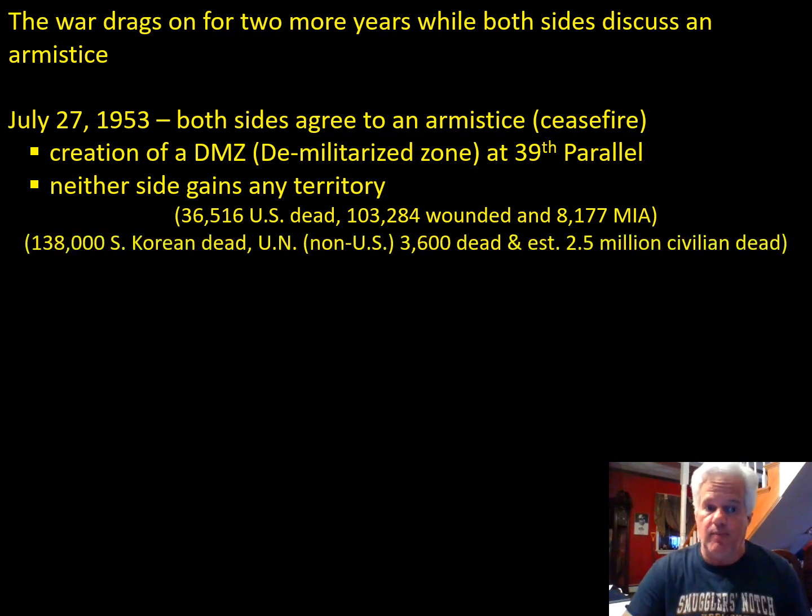South Koreans suffered even more, 138,000 South Koreans. Most of them were in the initial stages before the UN forces were there. The other UN forces, these were Britain, Canada, Luxembourg, 3,600 dead. And they estimate between North and South Korean civilians, 2.5 million.